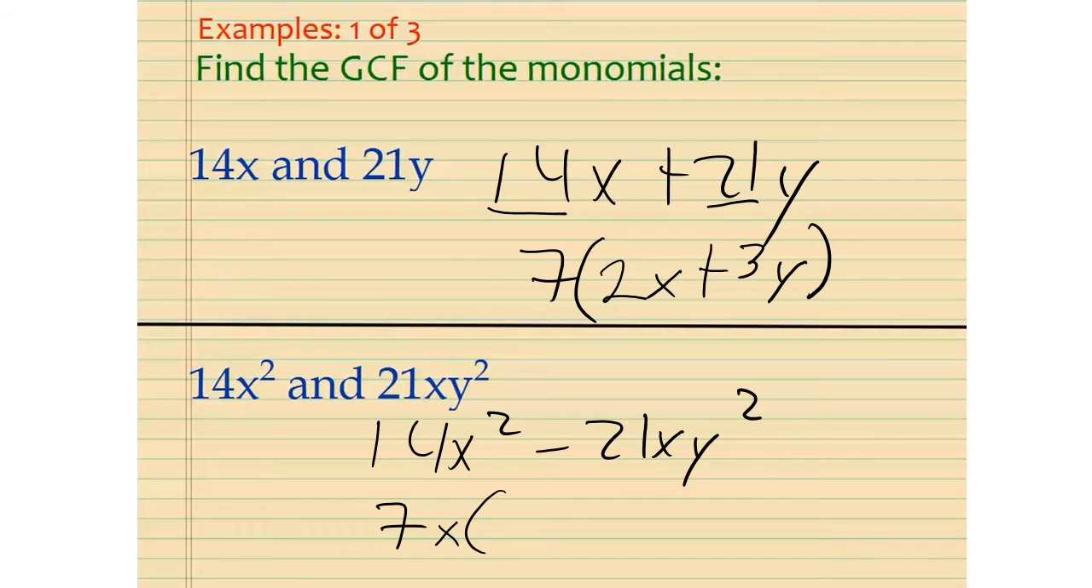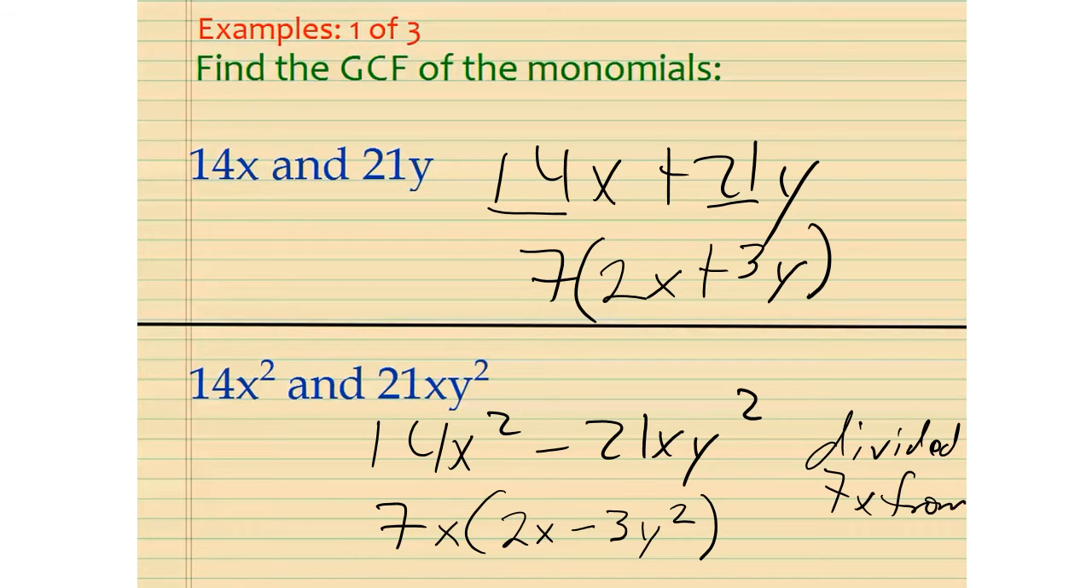That means 14x squared divided by 7x would be 2x. And negative 21xy squared divided by 7x would be negative 3y squared. Close parentheses. This is how you do the greatest common factor. I divided 7x from each term.